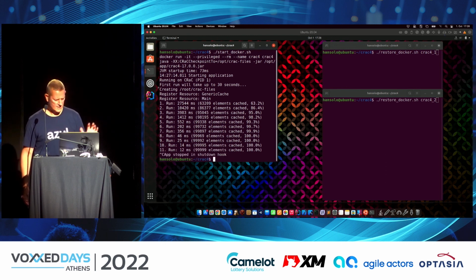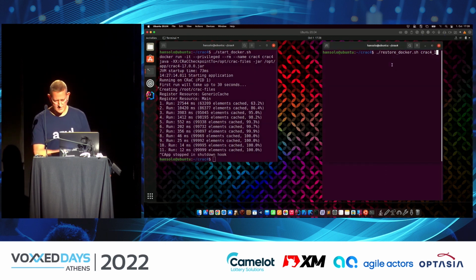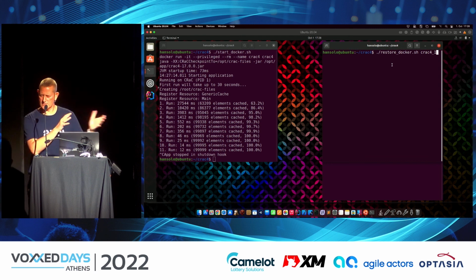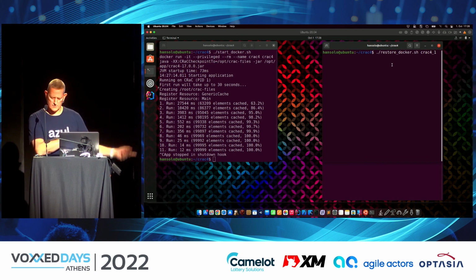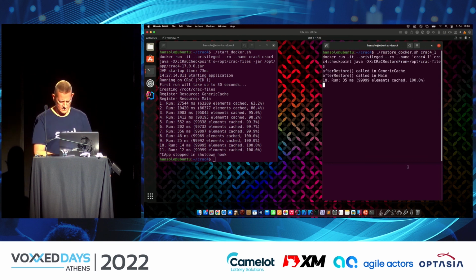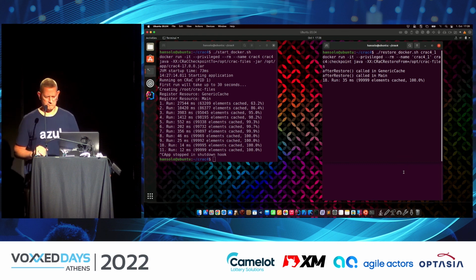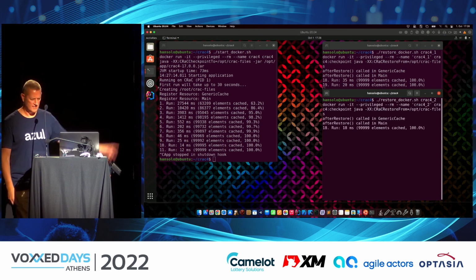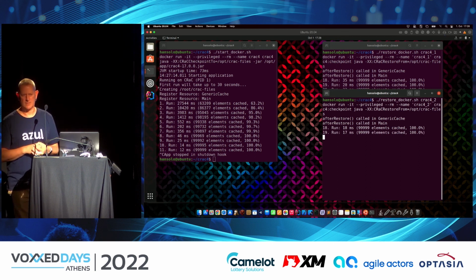Okay, so what I did, I created a checkpoint in the Docker container, and saved the state of that. And now I restore from that one. Here we go. Directly there, cache is filled. And the good thing is I can start it again on another one. And again, it's fast. I hope that makes clear what you can do with that.